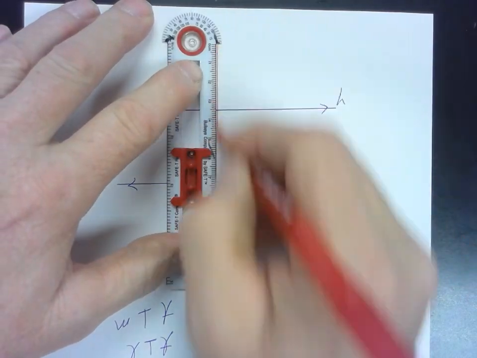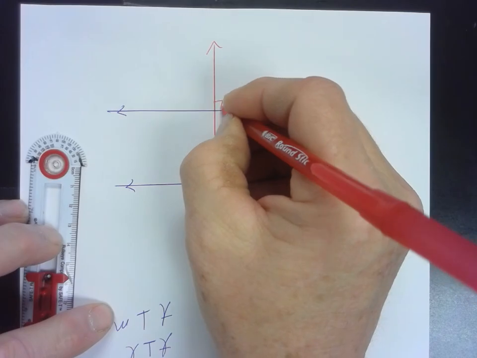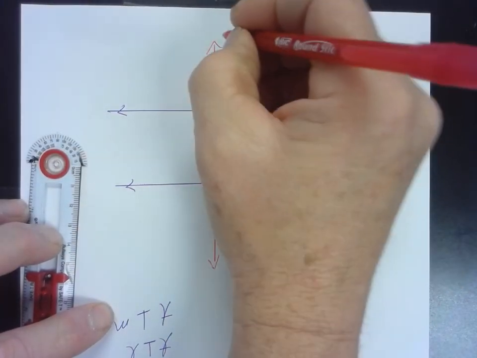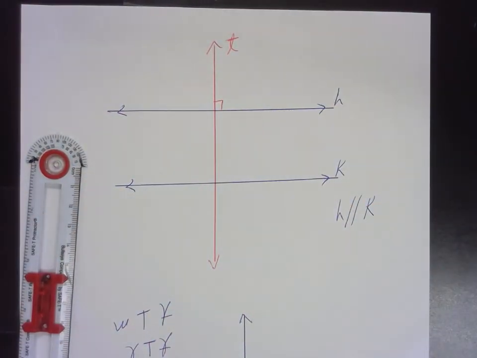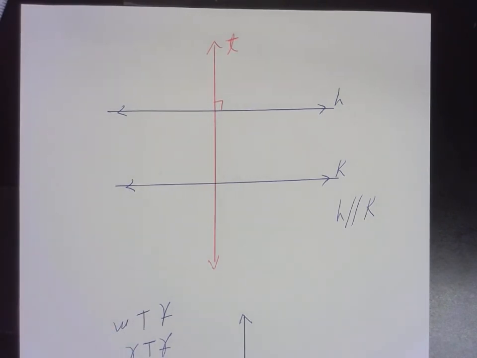So remember, we know the two lines are parallel. We got this transversal, and it's perpendicular to one of them. It's perpendicular to line H. That's all you're given. Is it perpendicular to line K too? Yeah, it has to be. Doesn't it? Yeah, it has to be. Has to be perpendicular.